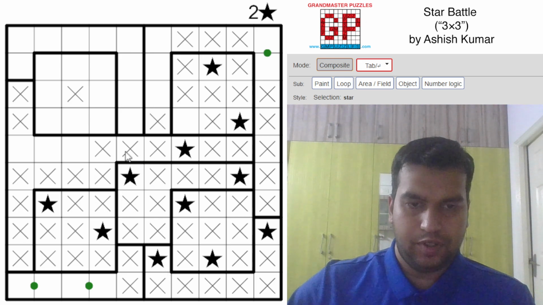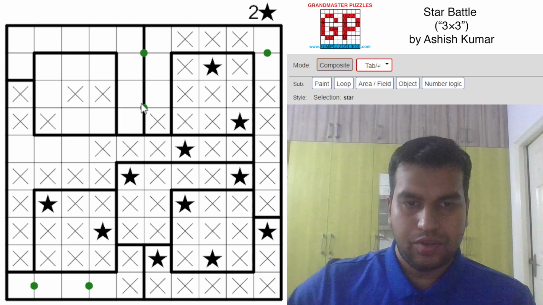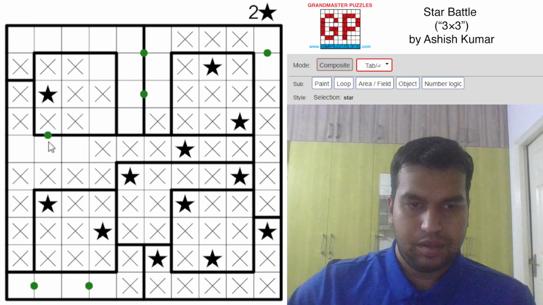Now also for these two columns you need a star here and a star here. One of these is a star, so this gets crossed out. Now one of these is a star, so this gets crossed out. Now look at this row, the third row. You need two stars, one of them will be here and the other will be here. That allows us to finish this column and also gives us these markings.